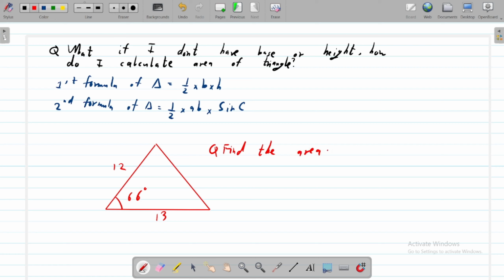Now, how do I find it? To do this question, I will first check, can I use my first formula, half into base into height? I cannot. So I'm going to use my second one, that's half into AB into sine C. Now, how do I use that? AB basically means the two sides that are outside the angle, and C is an angle here. C is an angle. Let me first write it down so we don't get confused. A and B are sides that are neighboring angle C.